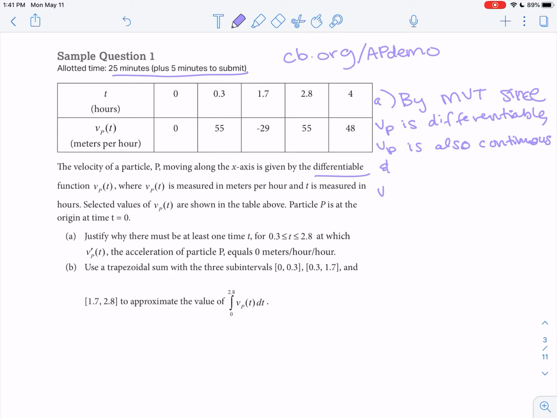So v sub p of 2.8 minus v sub p of 0.3 over 2.8 minus 0.3 was 55 minus 55 over 2.5, which equals 0. And we're done. You've got your 3 points: what theorem you used, why you can use it, and show the math. Okay? Alrighty, let's take a look at B.